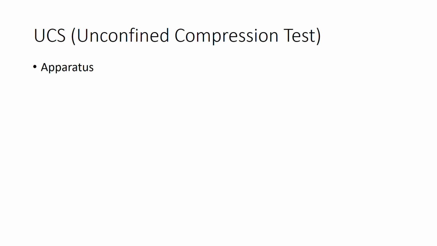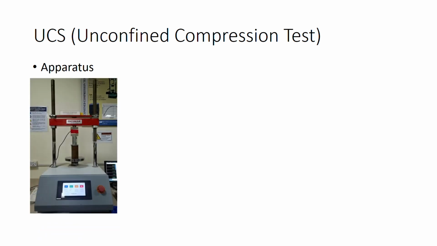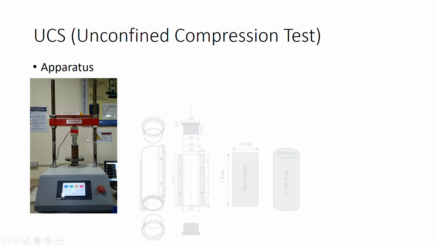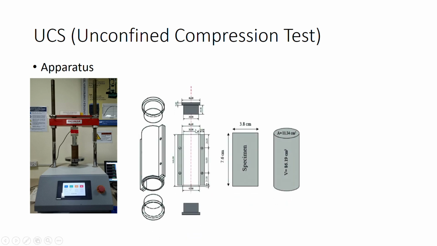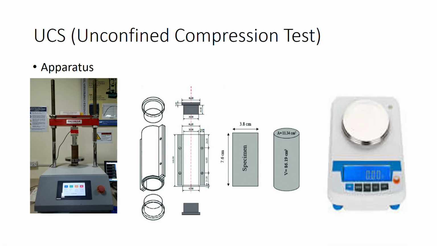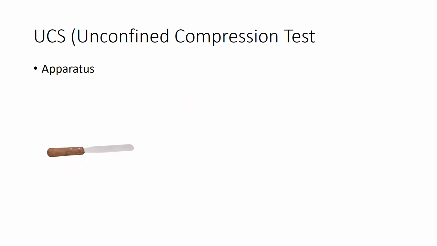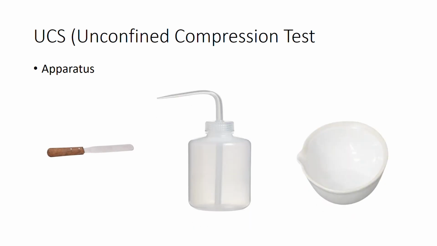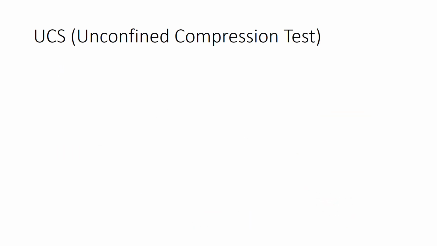The apparatus required for this test is the UCS apparatus. This is an advanced one, which is used for FYP and research purposes. This is the mold used for the preparation of the disturbed sample. This is the balance, spatula, wash bottle, china dish.